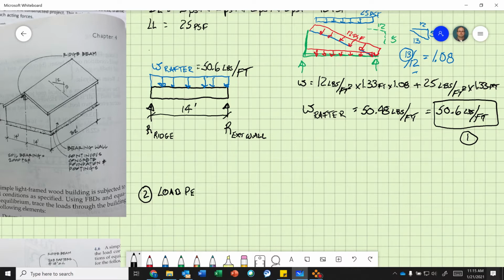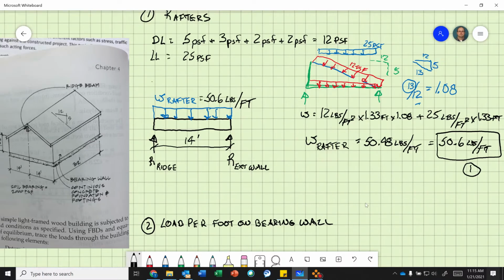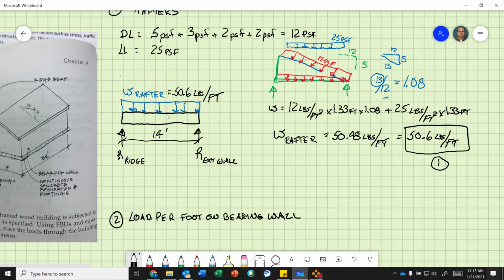Load per foot on bearing wall. Okay. So what we're going to do is, we figured this out. I did not need to show you this, but you'll need this anyway. So this answers question 1. You take your dead load that's along the rafter, do the conversion, and add your live load, which is a snow load, which is always horizontal, and you figure that out.